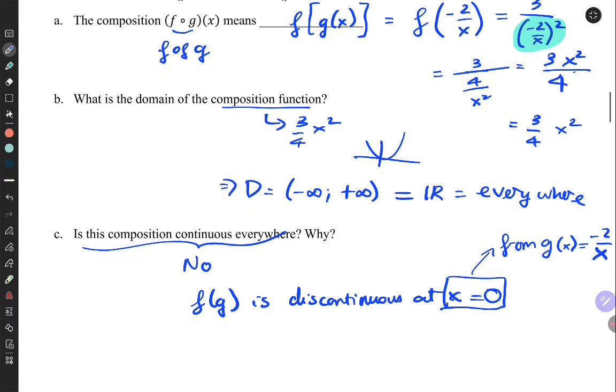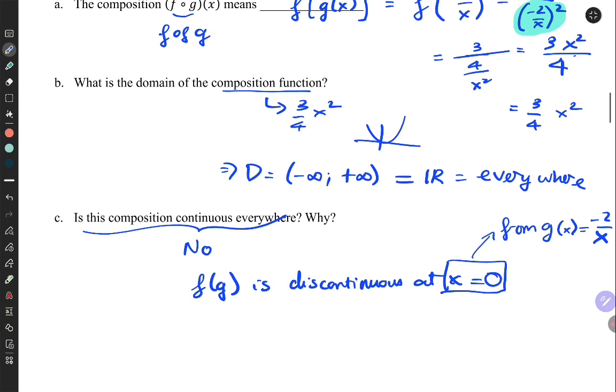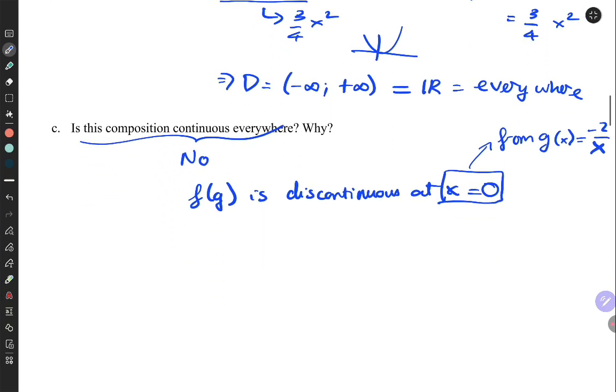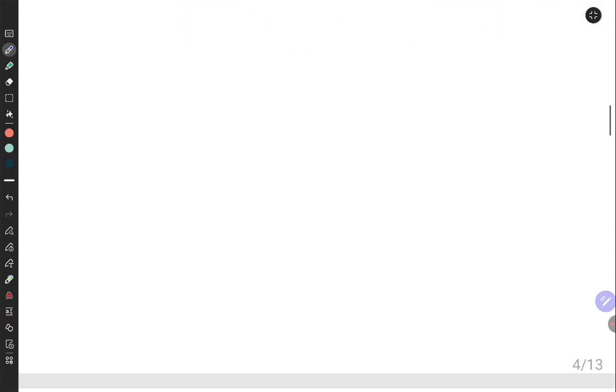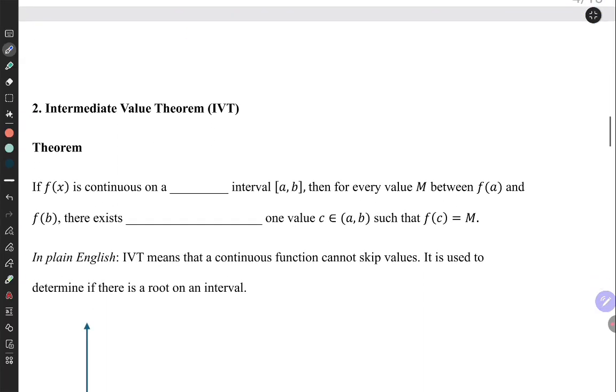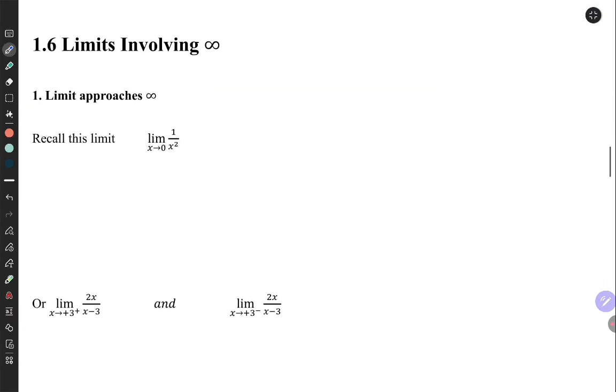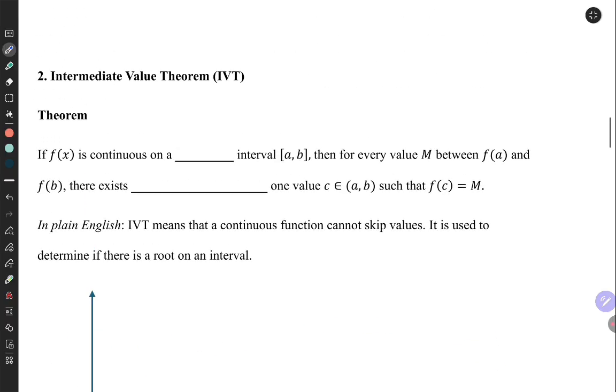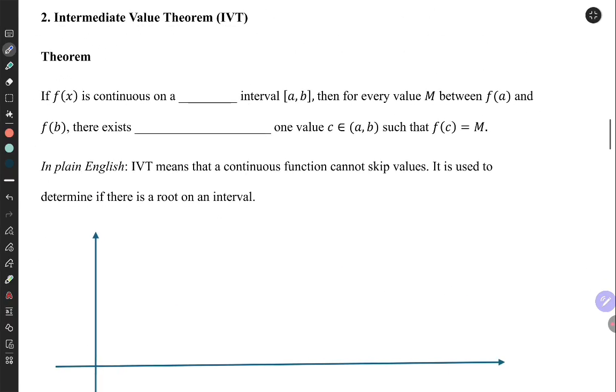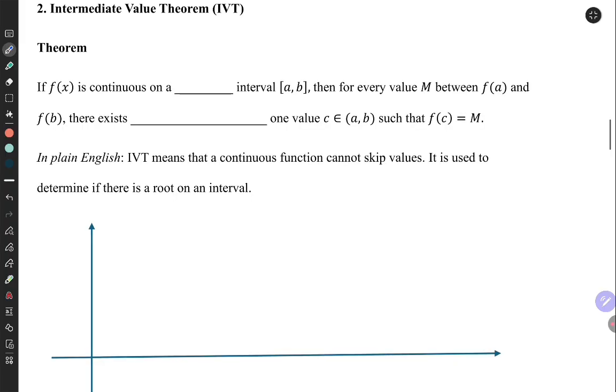All right. Any question? Okay. Carry on. Okay, we have the intermediate value theorem. Let's finish this one and then we'll have a little break.